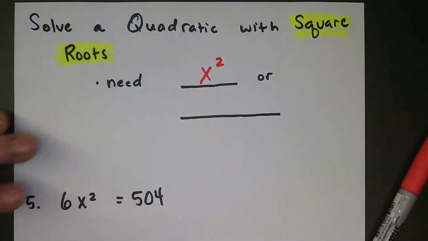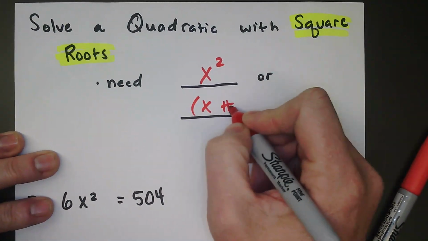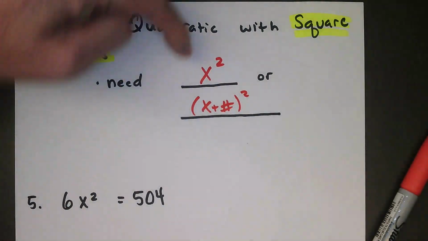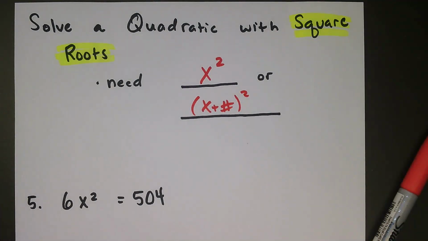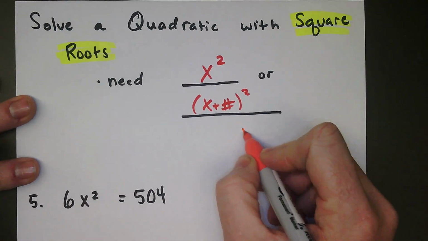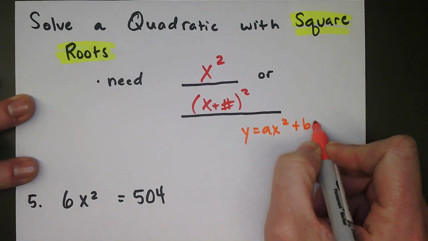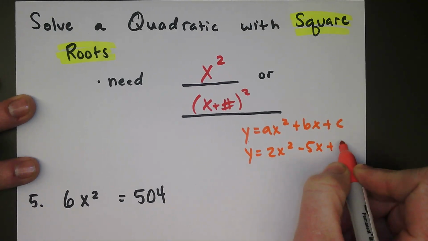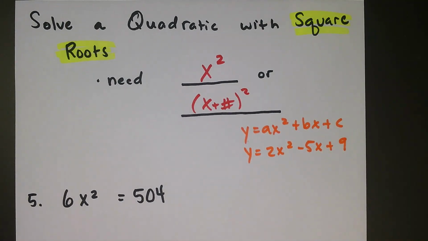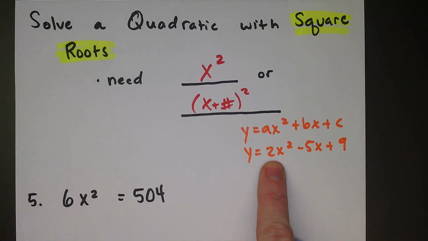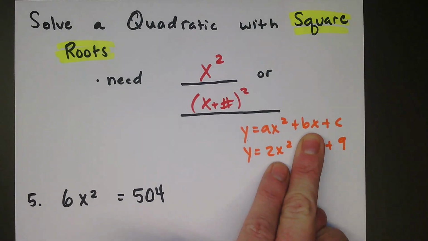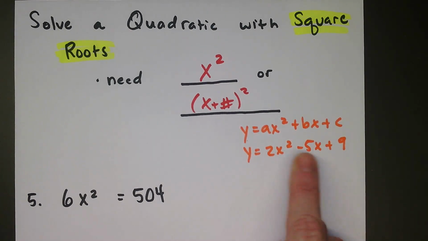You need to have either an x squared or an x plus or minus some number squared, and that's the only place you can have your x. If it's fully in standard form, like y equals ax squared plus bx plus c, or with actual numbers, 2x squared minus 5x plus 9, you would not be able to use this technique. So you have to have just an x squared. Once we have an x term, it won't work. If that wasn't here, I could definitely use it. If it was 2x squared plus 9, it would work. But when I have an x squared and an x term in the same equation, I cannot use this technique.